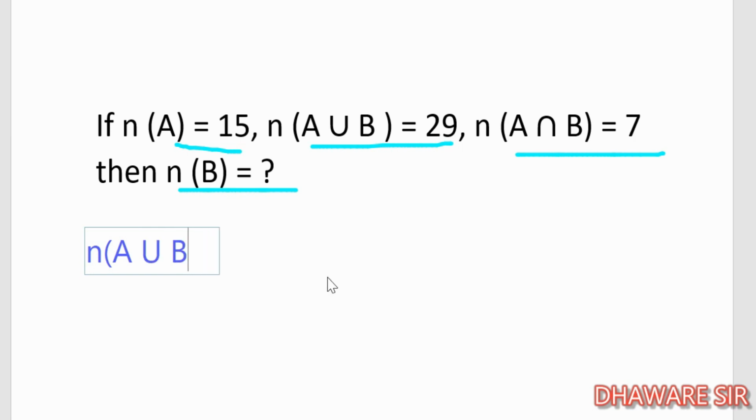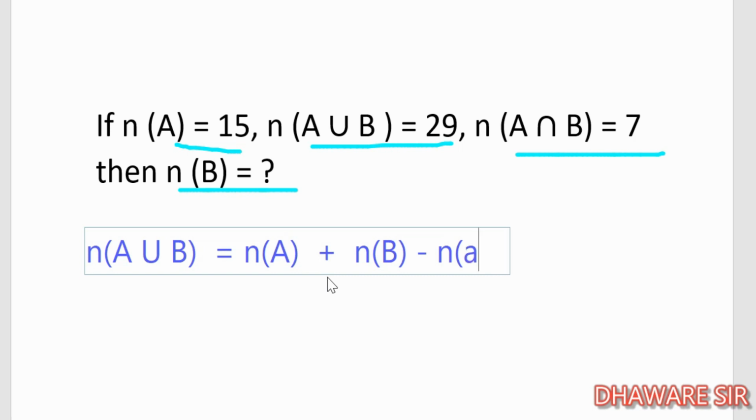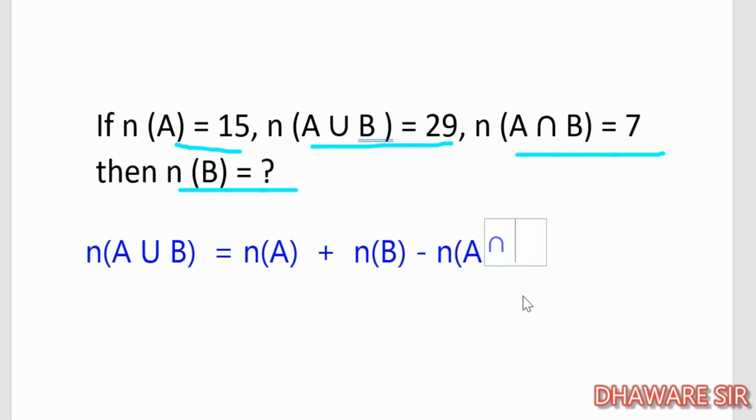Number of A union B is equal to n of A plus n of B minus n of A intersection B.